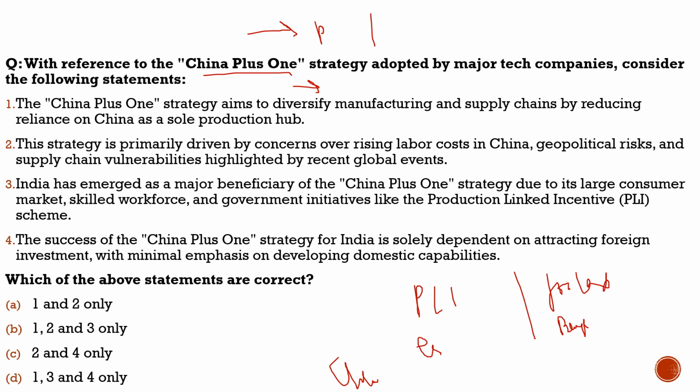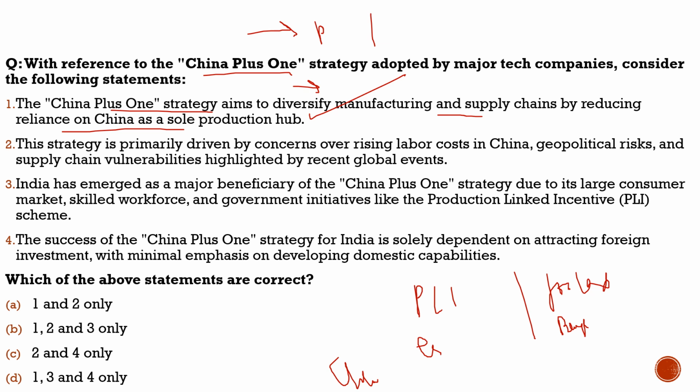Here the question says, with reference to the China plus one strategy adopted by major tech companies, consider the following statements. First statement, the China plus one strategy aims to diversify manufacturing and supply chains by reducing reliance on China as a sole production hub. 100% correct. This is what Apple used to do. They used to have these production hubs, manufacturing hubs in China. Now they thought that China is enjoying the uneven advantage in it, and they started to diversify to other countries like Vietnam and India.